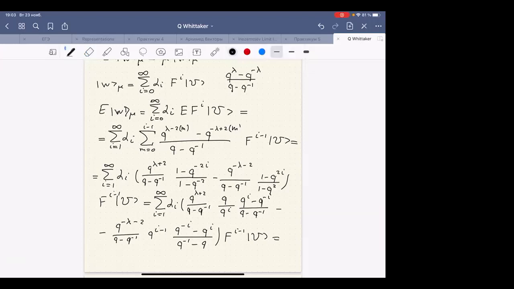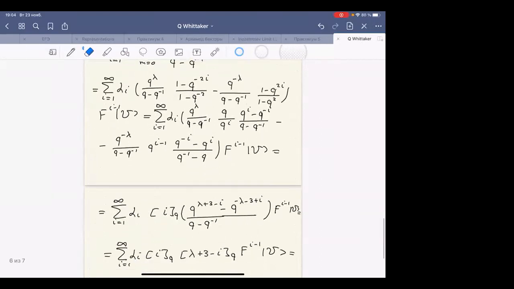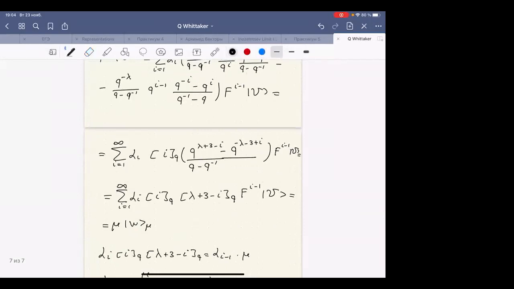Many thanks to Nikita Andreevich and Vanya. So I think that here everything is correct except for these guys. So here we'll have plus 1, here minus 1.